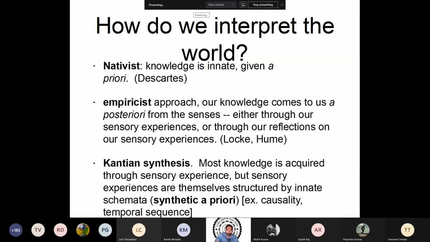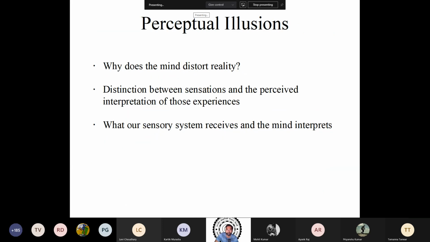Okay. But this is very interesting, right? So that's why we have such wonderful conversations. I do have things about perceptual illusions, as somebody was saying.